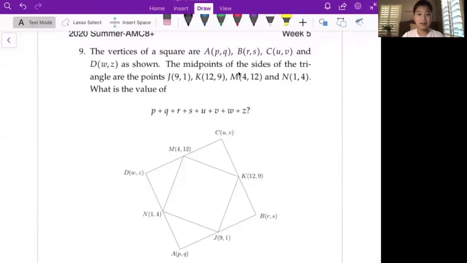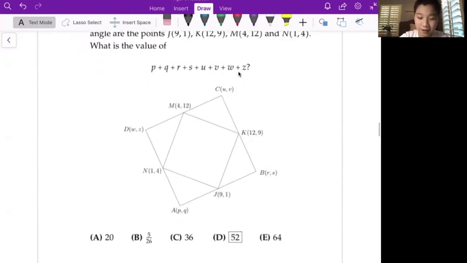Okay, question 9. The vertices of a square are A, P, Q, B, R, S, C, U, V, and D, W, Z. The midpoints of the sides of the square, and I think this is supposed to be square, are the points J(9, 1), K(12, 9), M(14, 4), and N(1, 4). What is the value of P plus Q plus R plus S plus U plus V plus W plus Z?